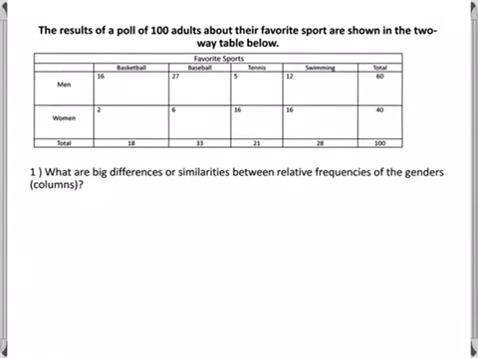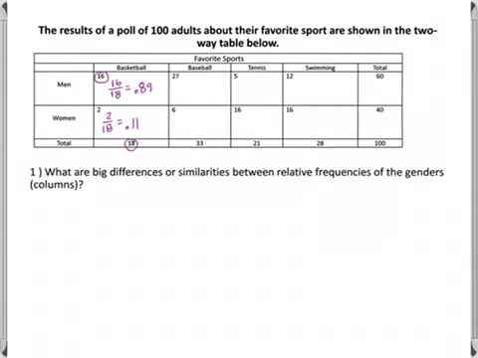Well, if we look at this, let's say, so here we have the results of a poll of 100 adults about their favorite sport shown in a two-way table below. What are the big differences or similarities between relative frequencies of genders, or the columns? So we're going to try to find the relative frequency using the columns. What that means is we're going to take the value for men divided by the total to find the relative frequency for this particular topic. So men who play basketball over the total gives us a relative frequency of 0.89, where women would be 2 over 18, which is going to be 0.11.